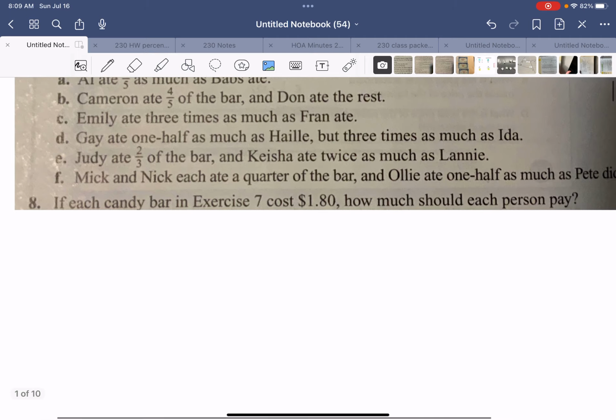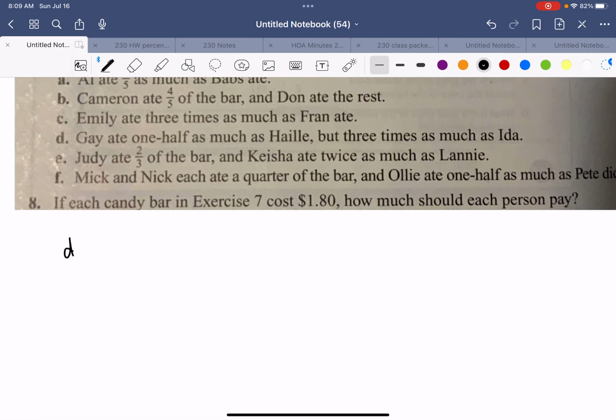So if we take a look at part D, you have a 1/2 from here, and that represents Gay compared to Haley. And then, but 3 times as much as Ida. And the comma here, be careful because the grammar can be a little tricky on this one. When you see the comma there, it's comparing the first person to the last person.